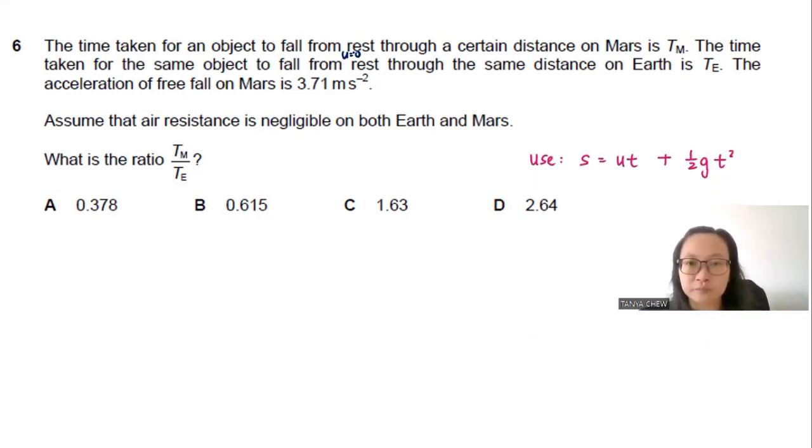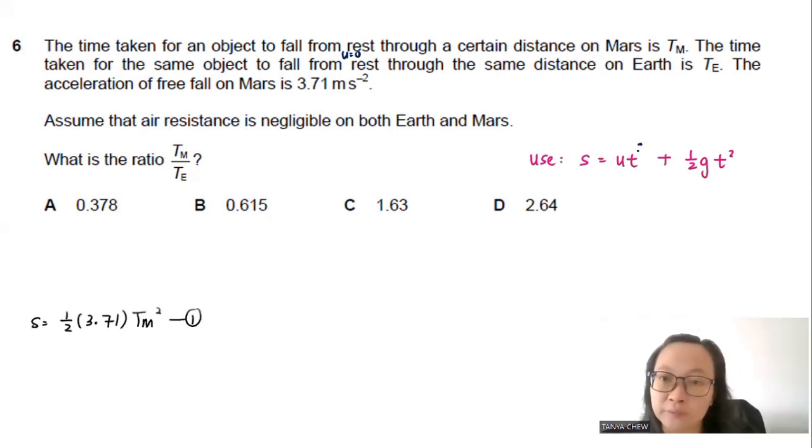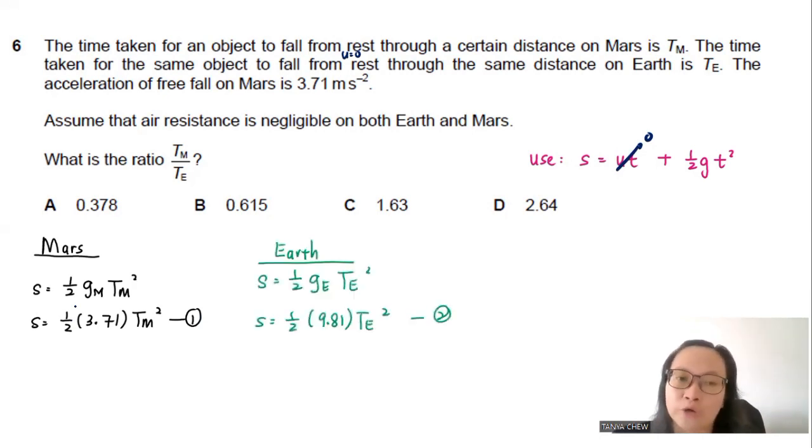Now, first of all, this is the equation. One of the kinematics equations that I use is s equals ut plus half gt squared. But I can't forget about ut, because the object starts from rest, so the whole thing here is equal to 0. Then on Mars, I calculate s equals half gm Tm squared. gm is the gravitational acceleration of Mars, and Tm is the time taken. So I just sub in the values there. I put that as equation 1. And on Earth, I do the same thing, and I have my equation 2.